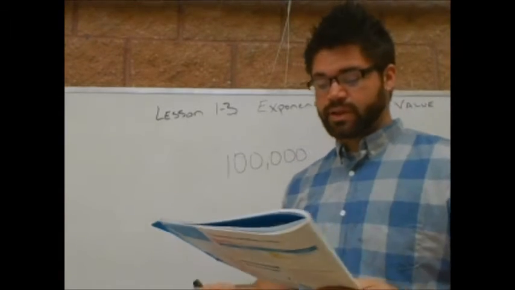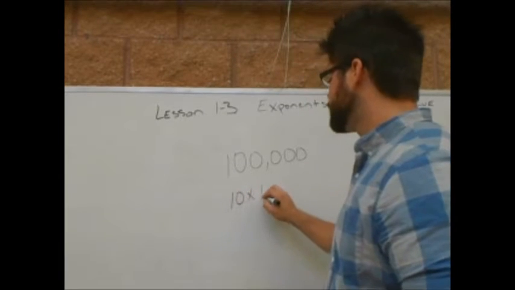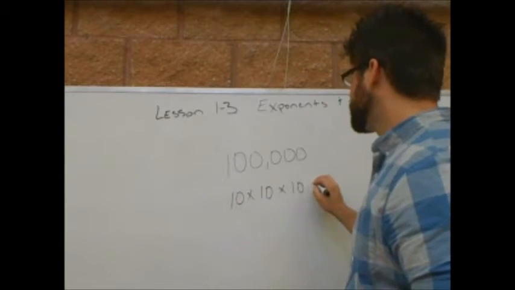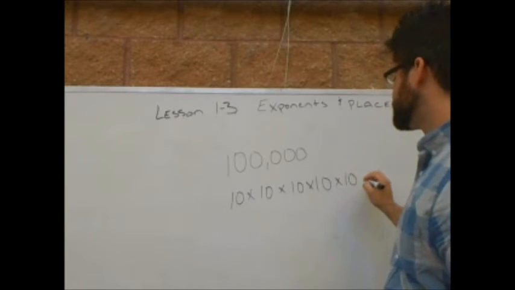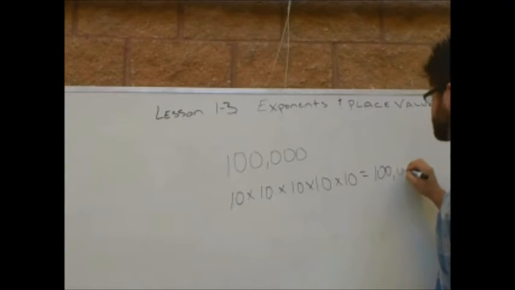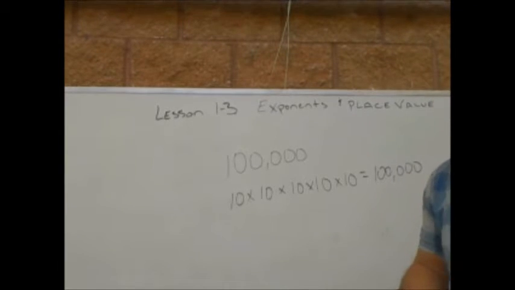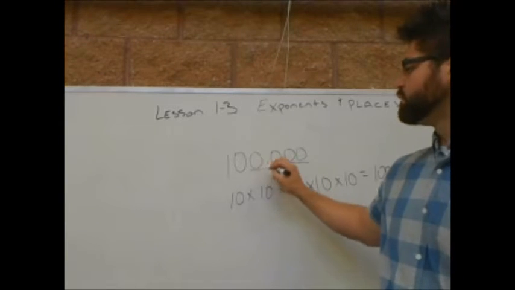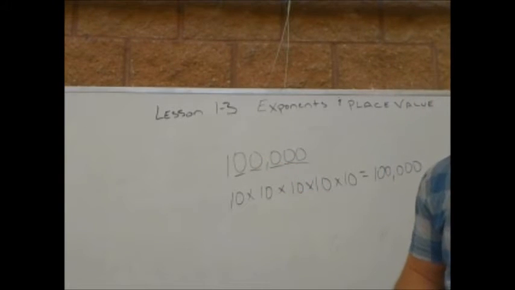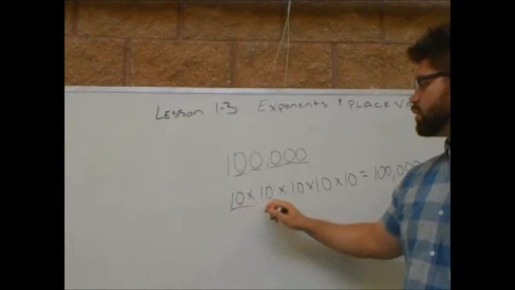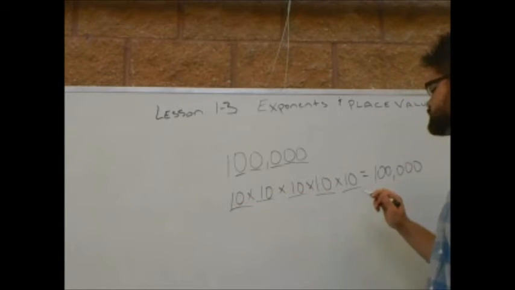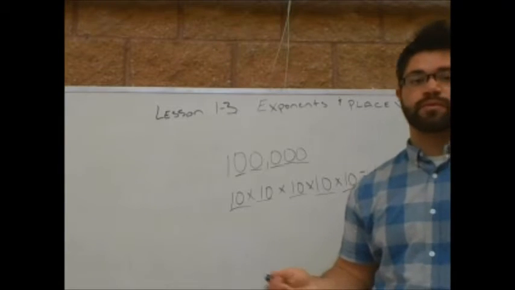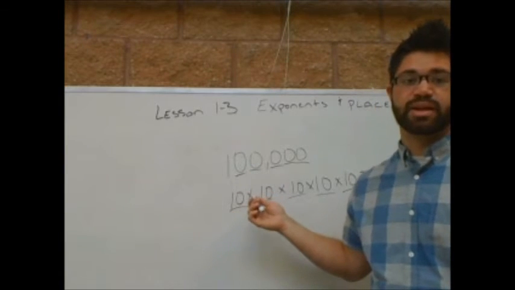All right, so hopefully this is what you wrote. 10 times 10 times 10 times 10 times 10 is going to equal 100,000. So how many zeros are in 100,000? 1, 2, 3, 4, 5. There are 5 zeros in 100,000. And what pattern do you notice for these multiples of 10? We multiplied by 10 five times. So for however many zeros there were, that's how many times we multiplied 10.